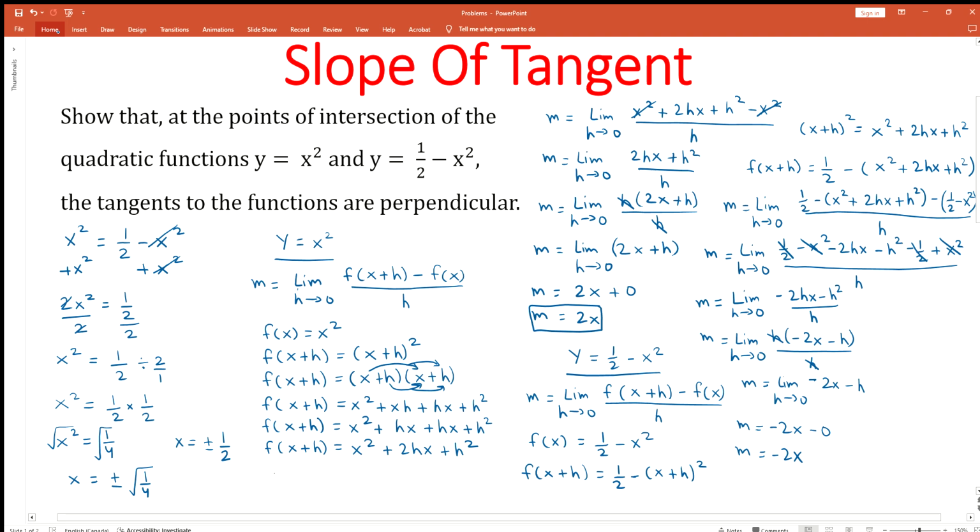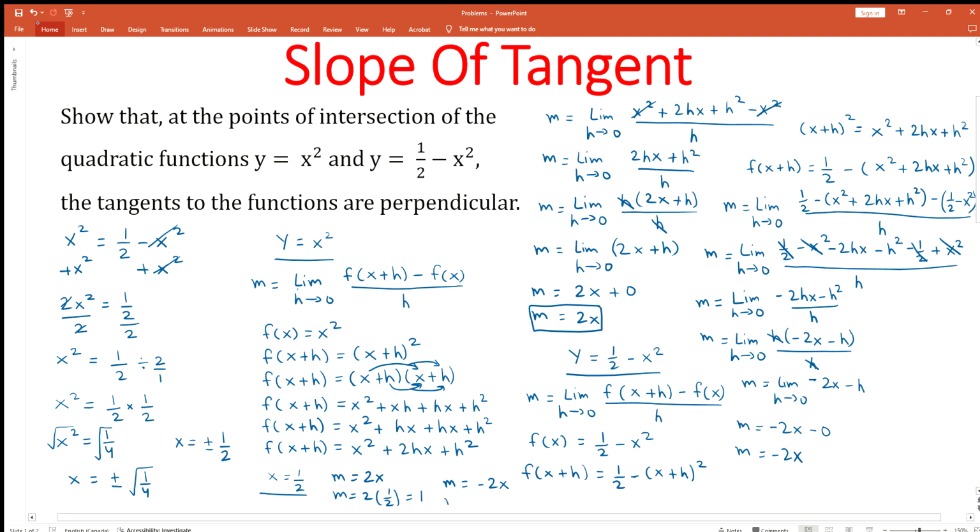Let's start with x equals 1 over 2. We should sub in x equals 1 over 2 in the expressions we got for the slope of tangent to the two functions. For the function y equals x squared, the expression for slope of tangent is 2x. We sub in x as 1 over 2, I get the slope of tangent as 1. Next, we should sub in x as 1 over 2 in the expression for the slope of tangent for the function y equals 1 over 2 minus x squared. The expression we got is negative 2x.